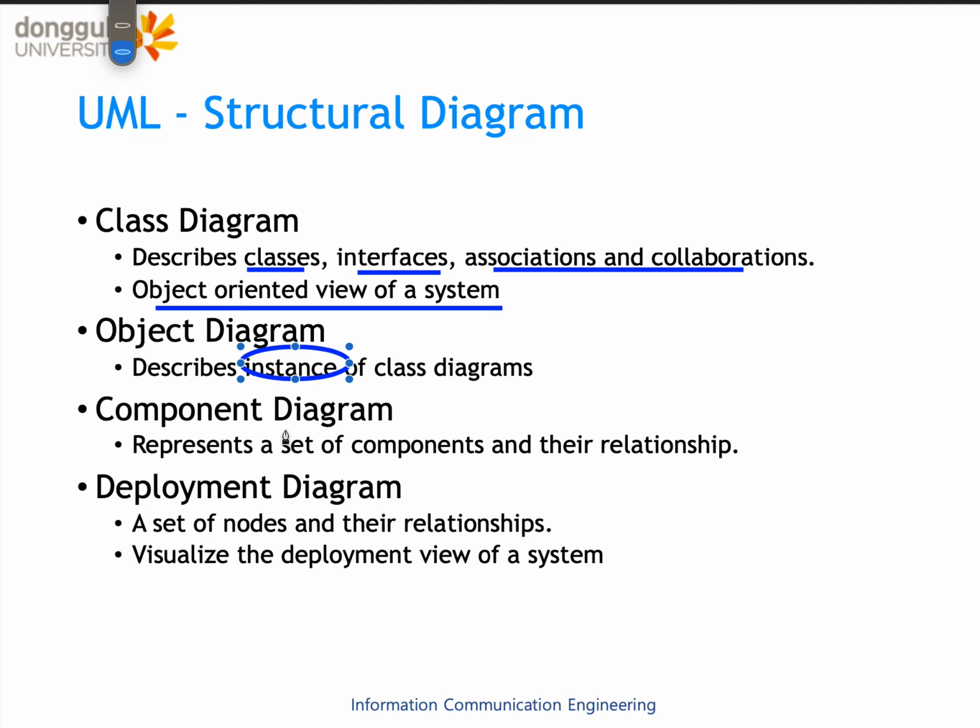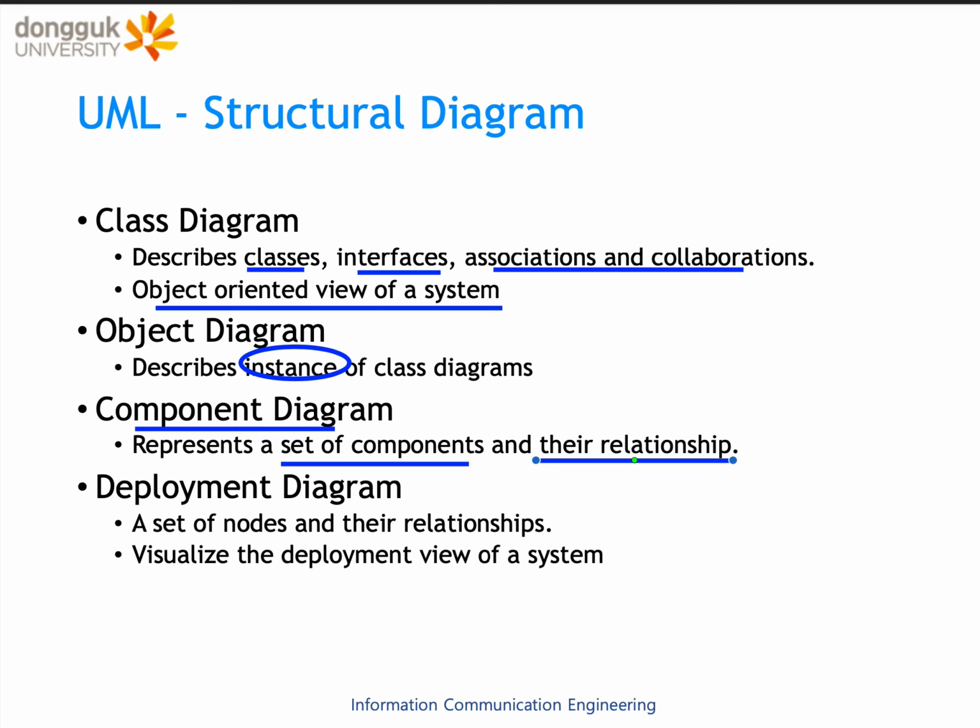There's another structural diagram called the component diagram, which represents a set of components and their relationships. The component diagram illustrates the organization and dependency between software components in a system. A component is a set of classes or one independent system. So there are classes and objects, which are the basic units in an object system, and a component is a collection of classes. You can think of it like that.